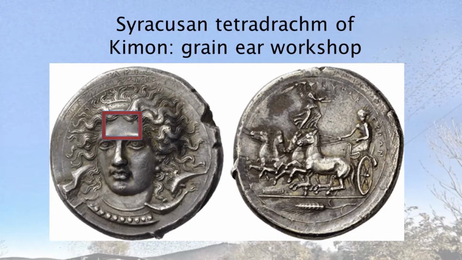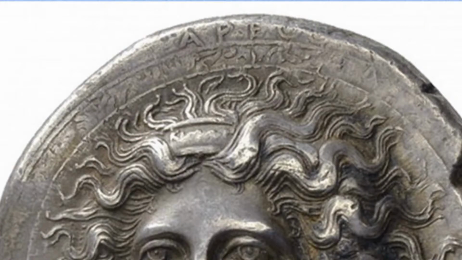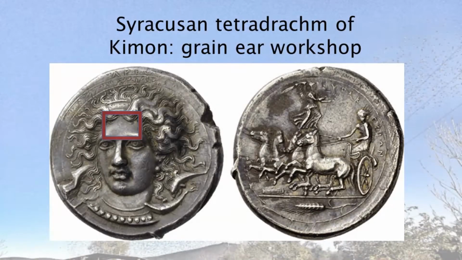A particularly fascinating example comes from a die engraver named Kimon, who signs his name in miniature on the headband of the figure on the obverse, a water nymph named Arethusa. And Arethusa's name appears on the coin, so we have both the figure named and the engraver named here. With this coin, we see another trace of assertiveness coming from the workshops.